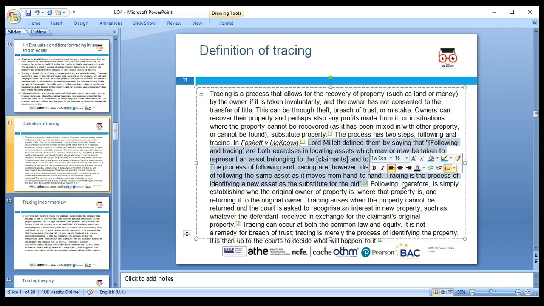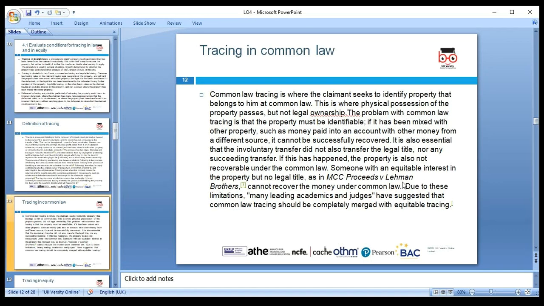And if not, of course, damages remedies can be sought. Tracing arises when the property cannot be returned and the court is asked to recognize the interested party who owns the property. Common law tracing is where the claimant seeks to identify property that belongs to him at common law, and physical possession of the property passes, but not legal ownership. The problem with common law tracing is that the property must be identifiable. If it has been mixed with other property, such as money paid into an account with other money from a different source, it cannot be successfully recovered. It is also essential that the involuntary transfer did not also transfer legal title.